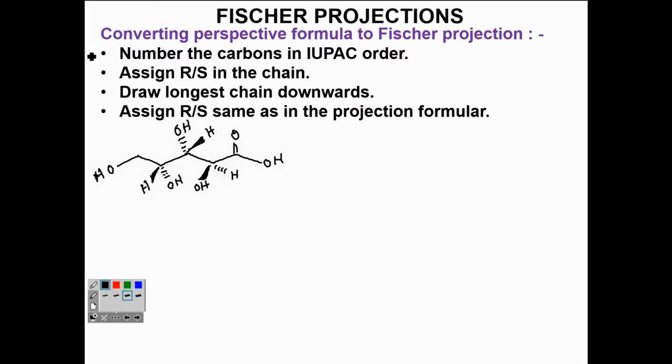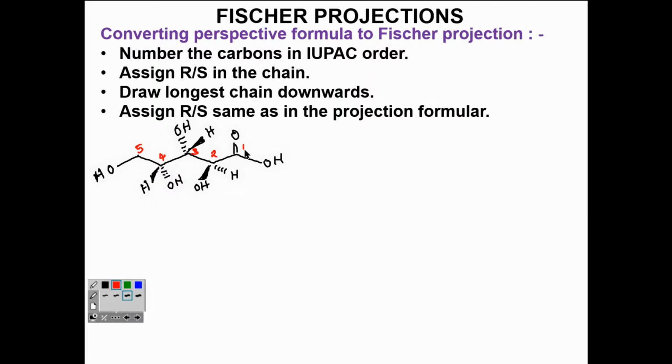Okay, so let's number the carbons following IUPAC numbering 1, 2, 3, 4, 5. And then the next step, we need to assign R and S to all asymmetric carbons. That's carbon number 2, 3, and 4. Carbon number 2, OH has priority number 1, followed by this carbon bearing a carbonyl, because we pretend that's bonded to two other oxygens. So that's priority number 2, and this carbon number 3 will have priority number 3.